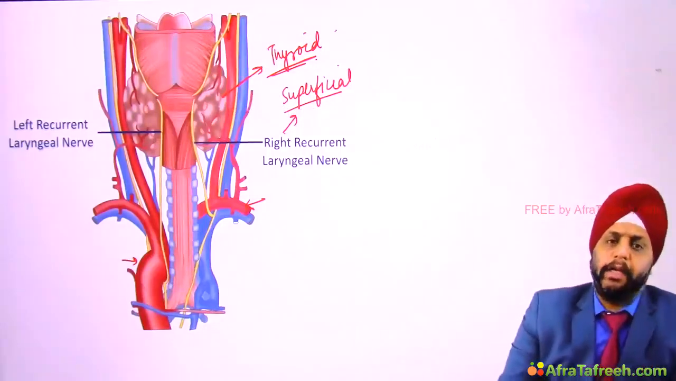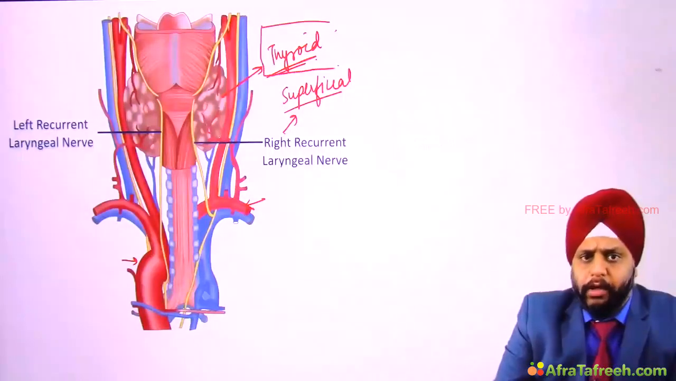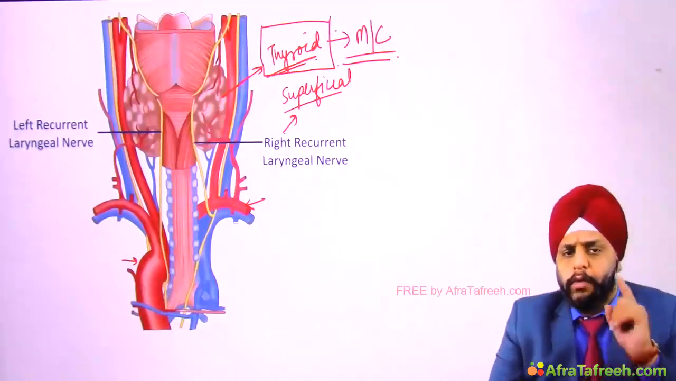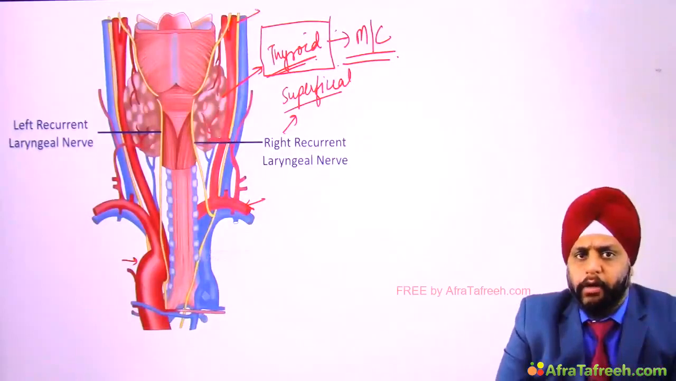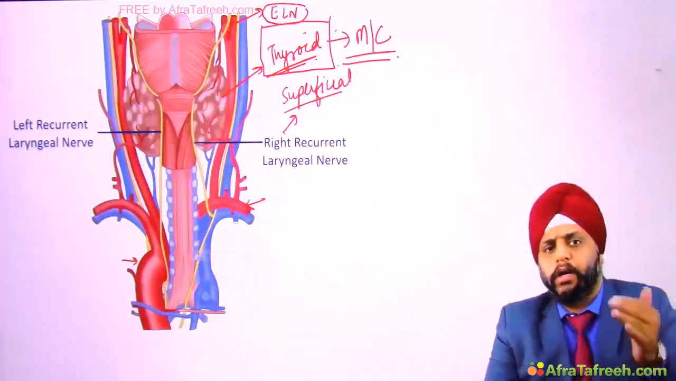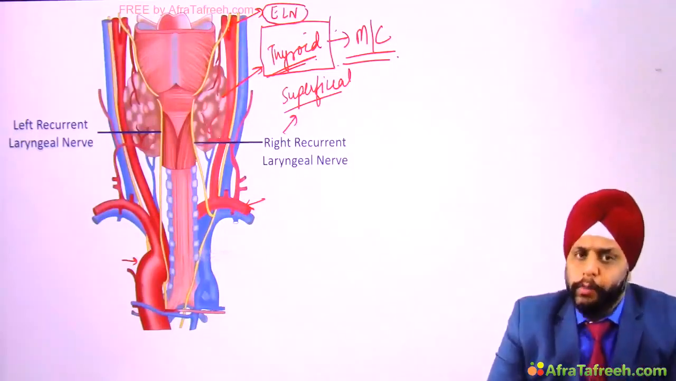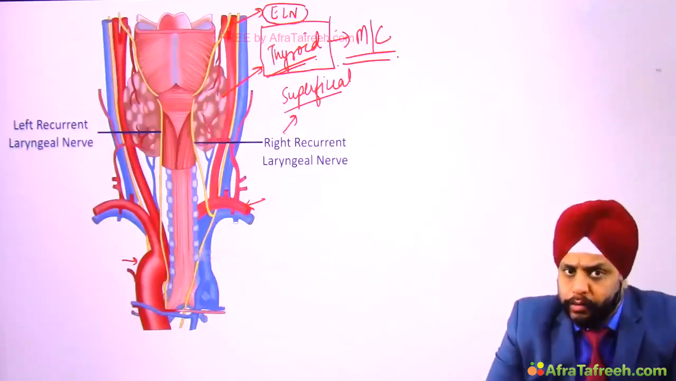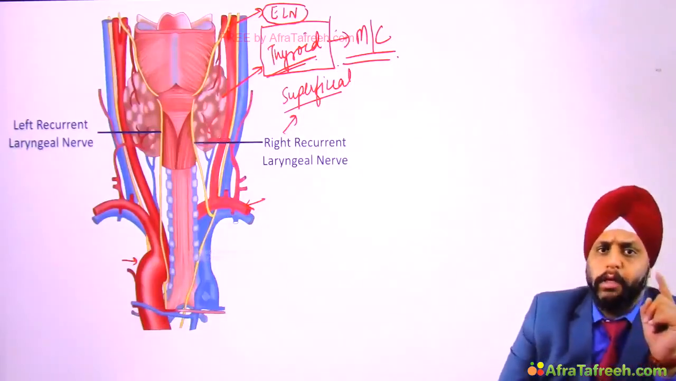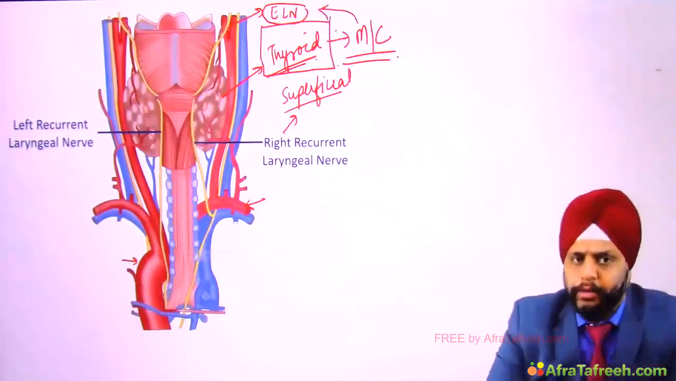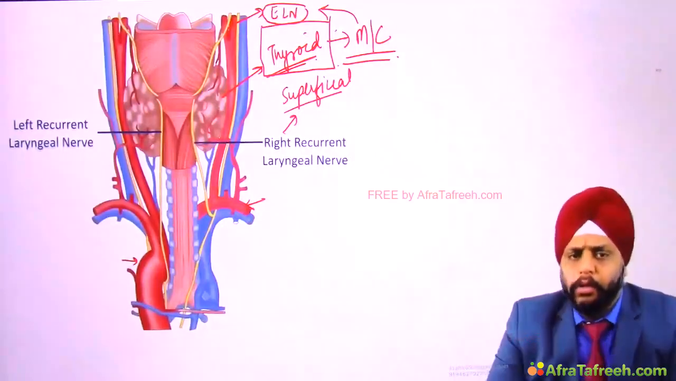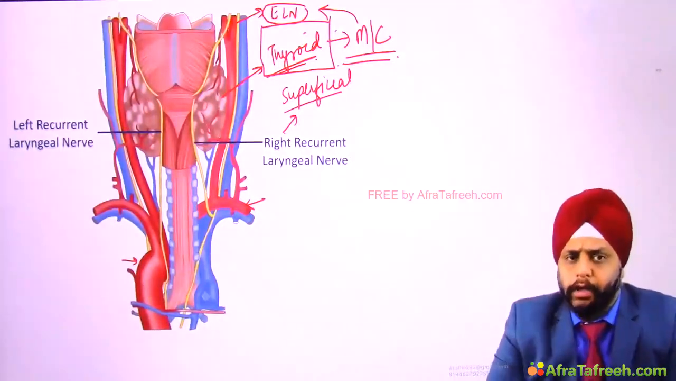But somebody asks you which is the most common nerve injured in thyroid surgery. So remember, the most common nerve injured in thyroid surgery is not recurrent. It is actually the external laryngeal nerve, which is a branch of the superior laryngeal nerve, and this injury most of the time goes unnoticed. Clear? These are a few MCQs that you must know, and they are asked frequently in the exam.